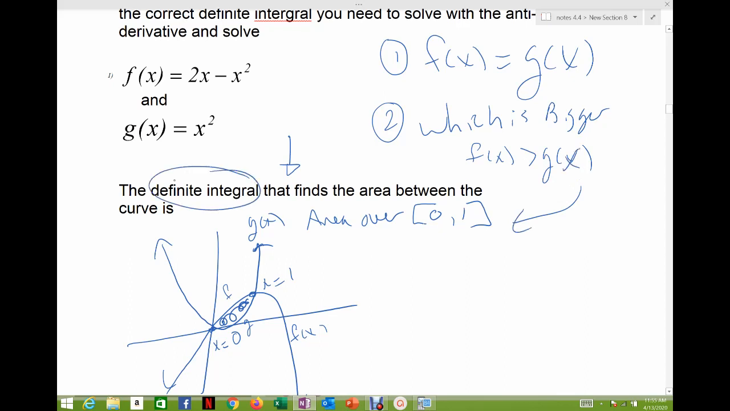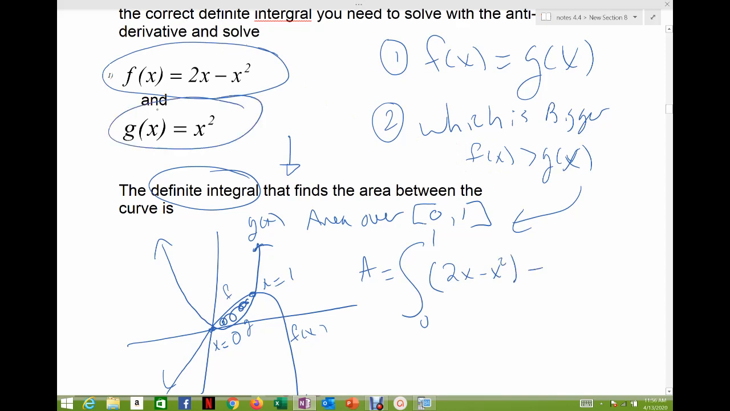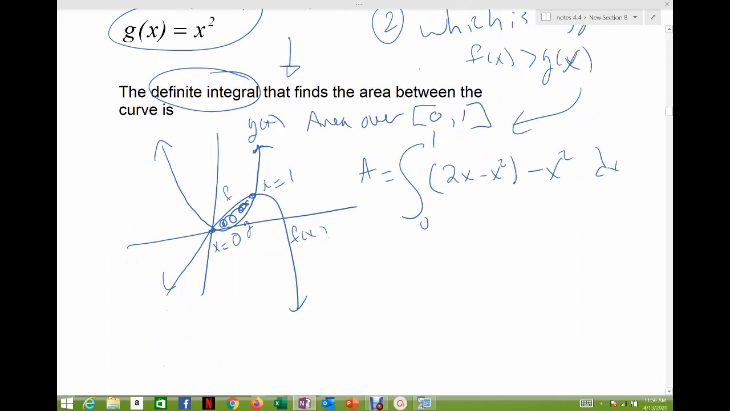And so now we set up the definite integral. My area is equal to integrating my two functions between 0 and 1, taking the bigger function first, so this is the bigger function, 2x minus x squared, and subtracting the little function, which is x squared, with respect to x, and I will simplify that. My area is integrating 0 to 1, 2x, and then my negative x squared minus my x squared will give me a negative 2x squared.